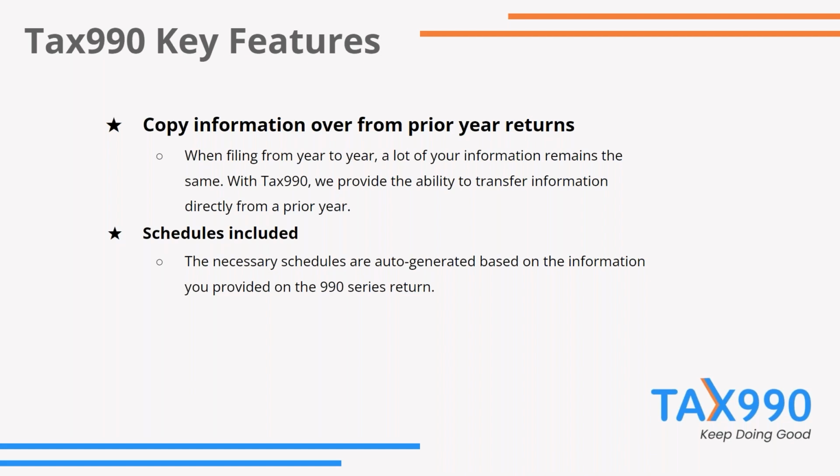It is optional, that feature, so if information changes or you don't want to use that, you can bypass that or edit it once you've transferred. Our schedules are automatically included, so on the 990 form, based on how you respond to the forms themselves, the schedules will generate automatically for you. On the 990T form, the internal audit will not allow you to proceed with the return until you've attached a Schedule A, and those will automatically generate for you to complete.